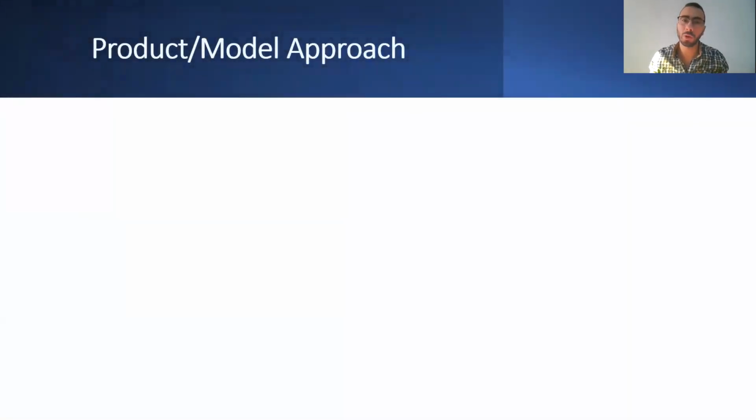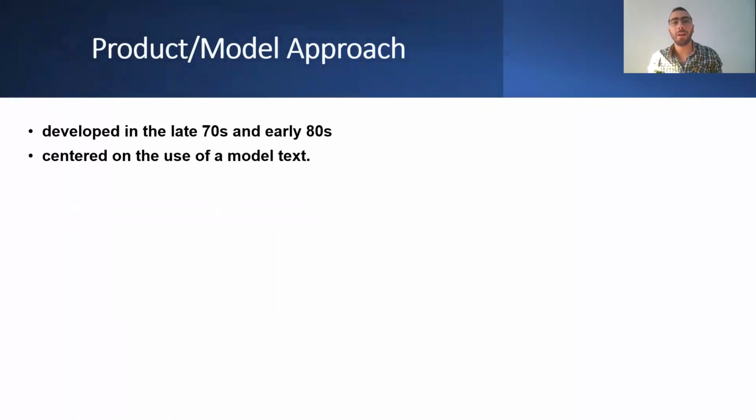Now, if we start with the product or model approach, it has two names, either product or model approach. And we will understand why it's called product or model approach in a second. It was first developed in the late 70s and early 80s, so it's a little bit old. It has been there for a long time and it's still used till now. It's normally centered around the use of a model text, and this is why it's called the product or the model approach. We need a model text so that students will use it to create their own text at the end, some sort of imitation, or it could be also called copying, but with their own ideas as well.